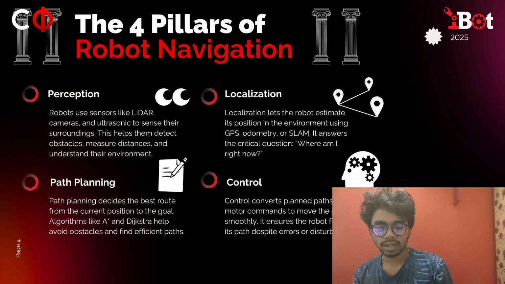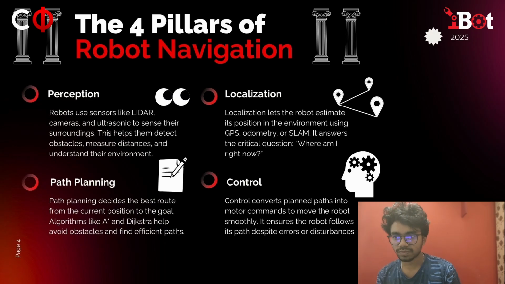Getting to the next slide, there are four pillars of navigation as we discussed earlier. The first point is perception. Robots use sensors like lidar, cameras, and ultrasonic sensors to sense the world around them. The second is localization. Localization is finding where it is on the map, knowing where it is. For a robot in navigation, importantly, it needs to know where it is. That is done by localization.